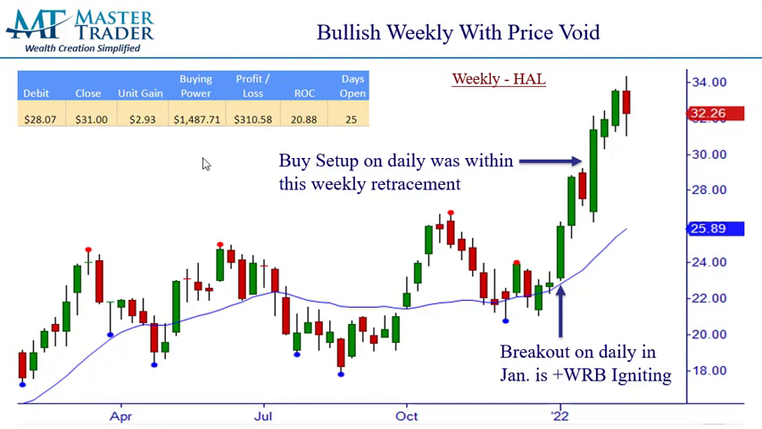And you can see here, we actually held on to this for 25 days, making 21% return. Beautiful trade there. Again, I'll come back to the management in a second.